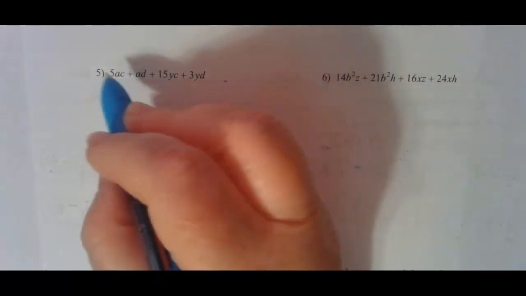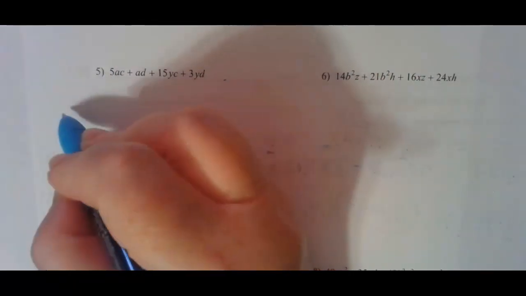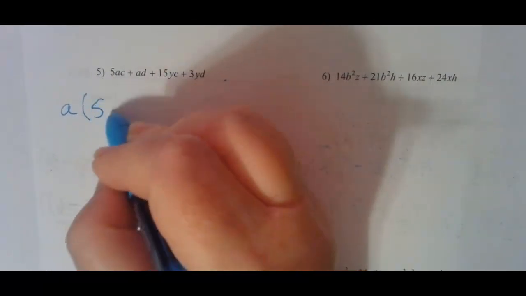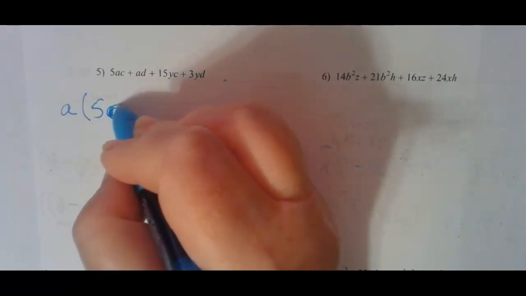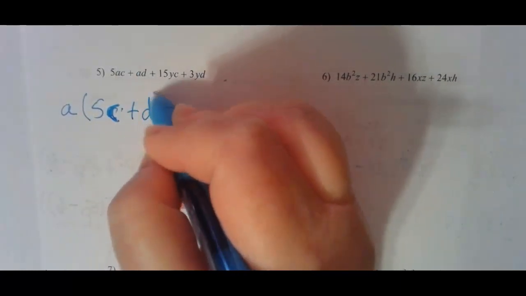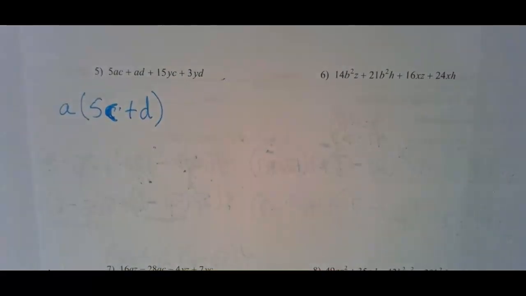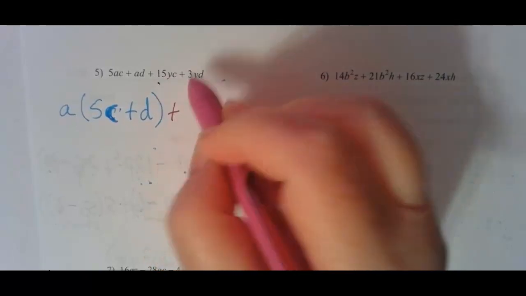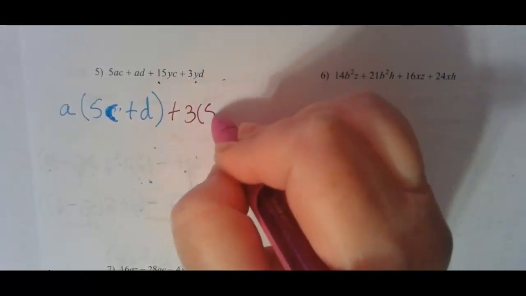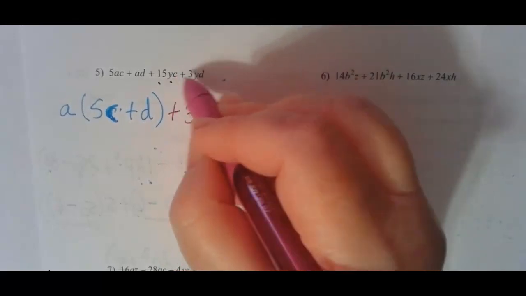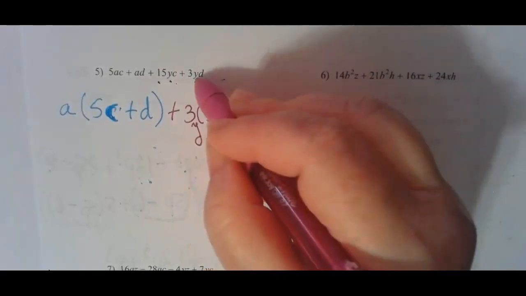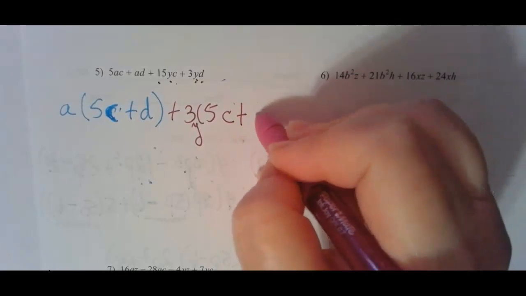So again, we're just going to look at the first two terms and see what they have in common. Well, we have an A, and that's it. What's left over would be 5A, would be 5C, and then plus D. And then our next one. What do they have in common? Well, we can factor out a 3 from here and a 3 from here. Leaves me with 5. This has a Y, this has a Y. Let's bring out a Y. Leaves me with C. And then plus D.